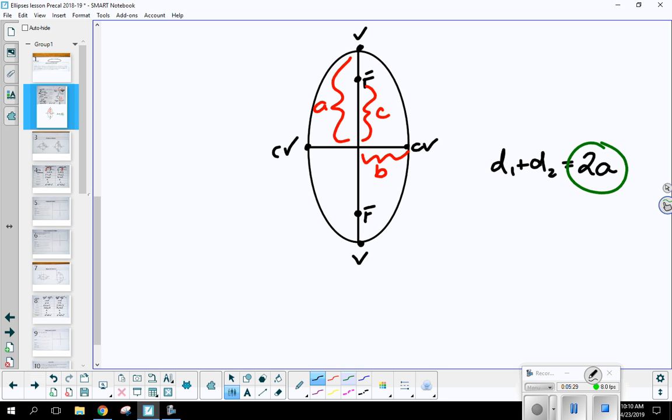There you go. Because when you create a triangle, if you look at the point either covertex, that creates a right triangle where A is the hypotenuse. So A squared equals B squared plus C squared. Perfect. Okay, so any questions on the construction, definition, any of the vocabulary that goes along with it?